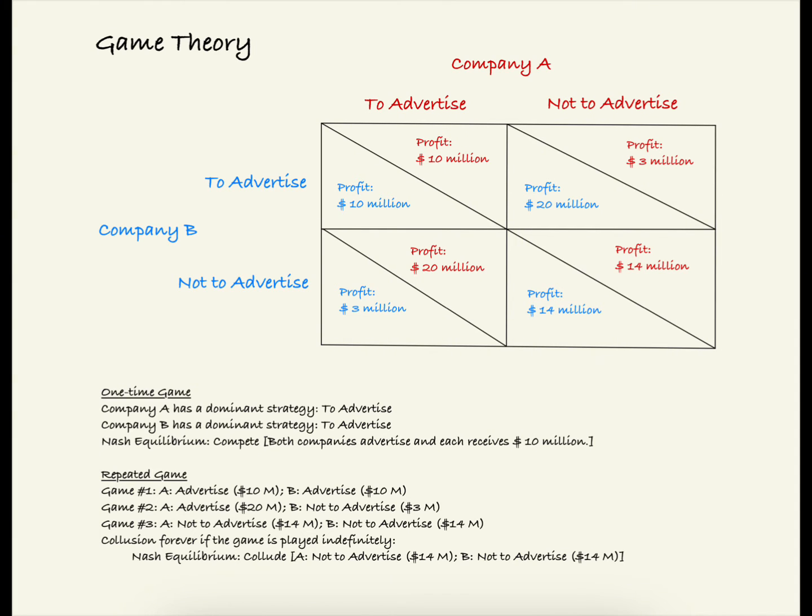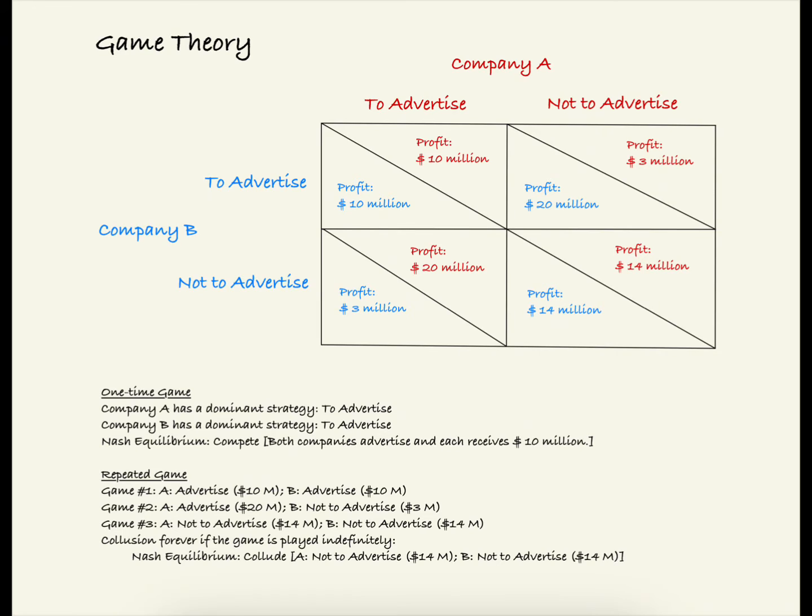Based on the actions of each individual company, Company A or Company B, and their decisions to either advertise or not to advertise, their profits are outlined. Company A is written in red, while Company B is written in blue. First, let's go over how to read a payoff matrix.